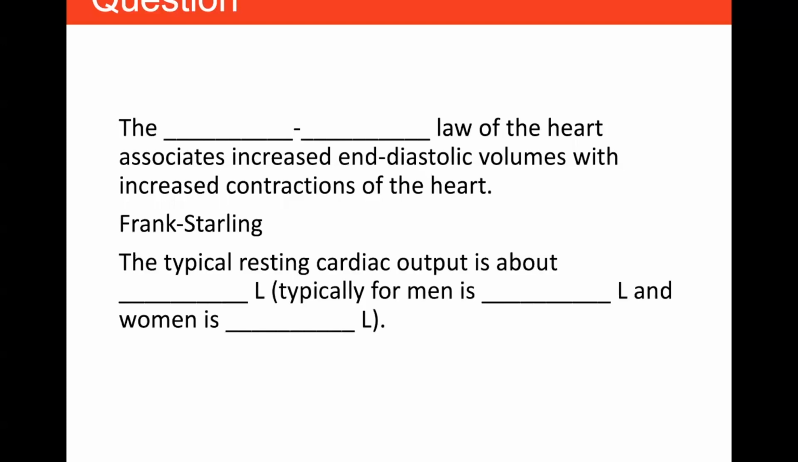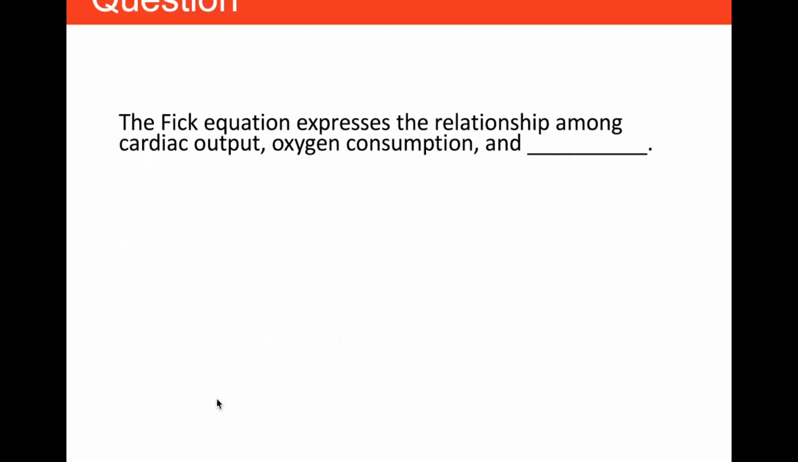All right, typical resting cardiac output is about what? Most people say it is 5. Some people say maybe 5 for some men, maybe 4 for some women, but in general, 5 is the understood answer. All right, the Fick equation expresses a relationship among cardiac output, oxygen consumption, and what? What's that third part of the Fick equation when we're measuring cardiac output? Yes, it's the AVO2 difference. Okay, I was able to figure that out.